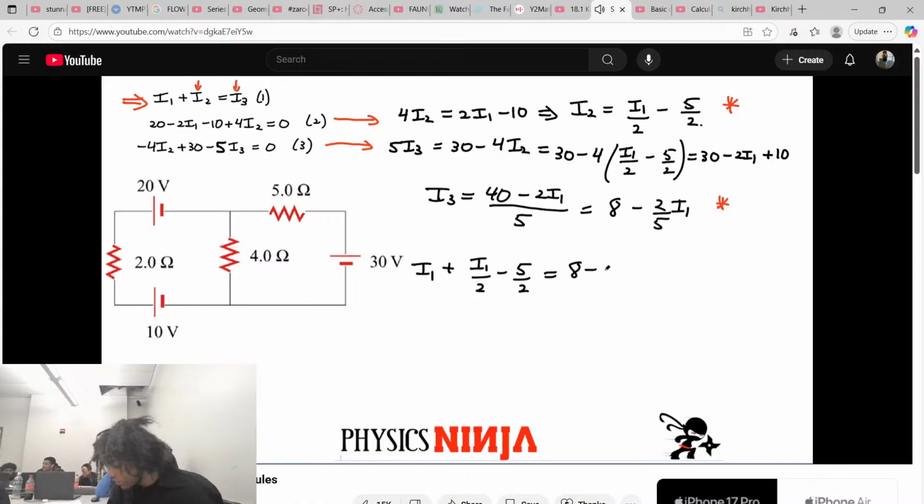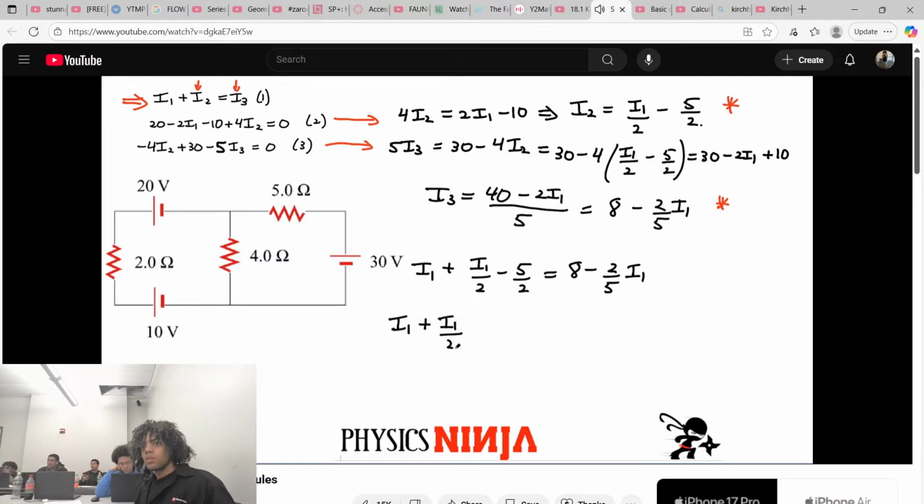I3 is 8 minus 2/5 multiplied by I1. All right, look at this expression over here. I1 is the only unknown in this expression. So let's group all the I1 terms together. This is what it looks like. You have I1 plus I1 over 2. Then bring this term on the other side. What are you going to get? You're going to get plus 2/5 I1. That there must be equal to 8 plus, there's this term over here, 5 over 2, if I bring it to the other side.